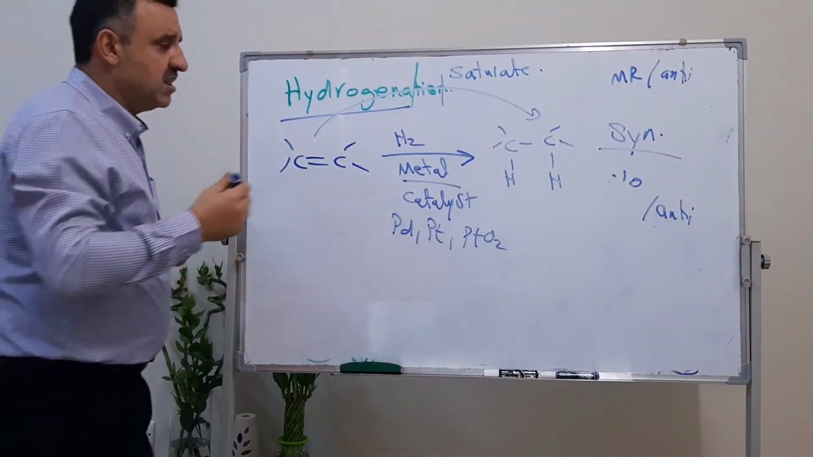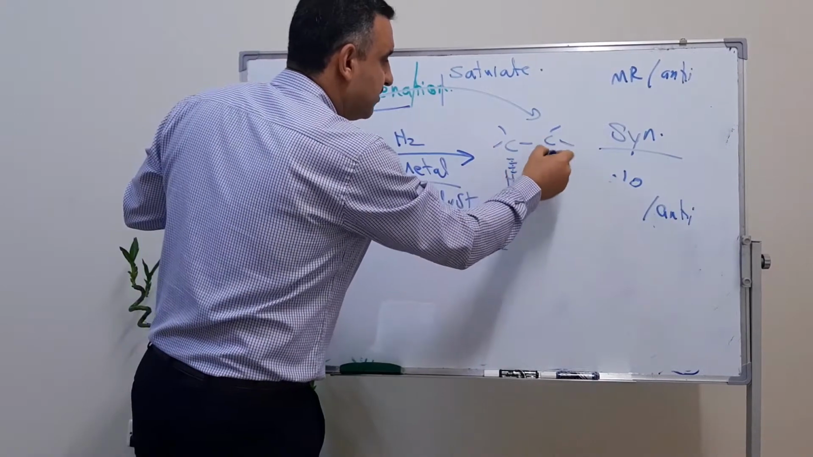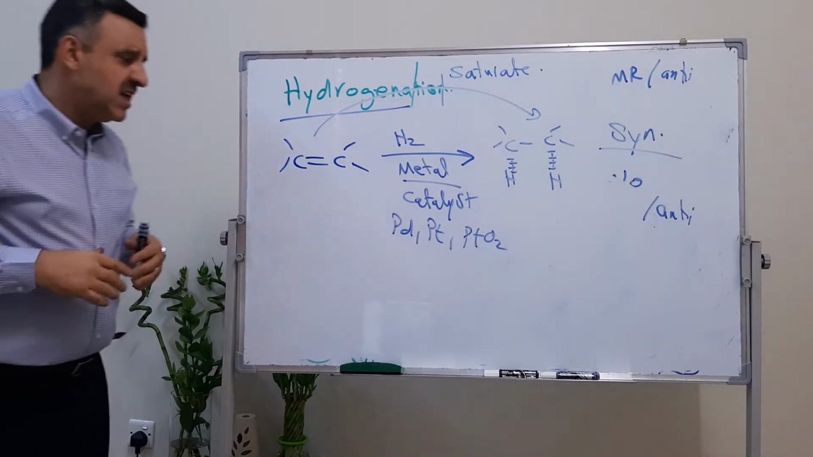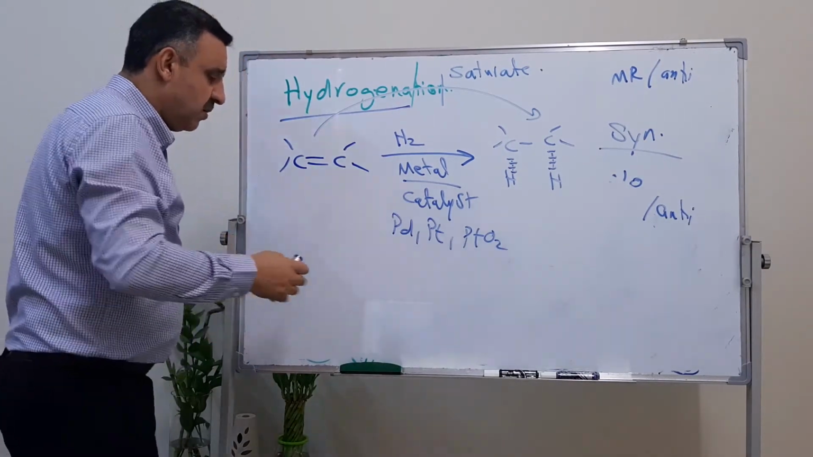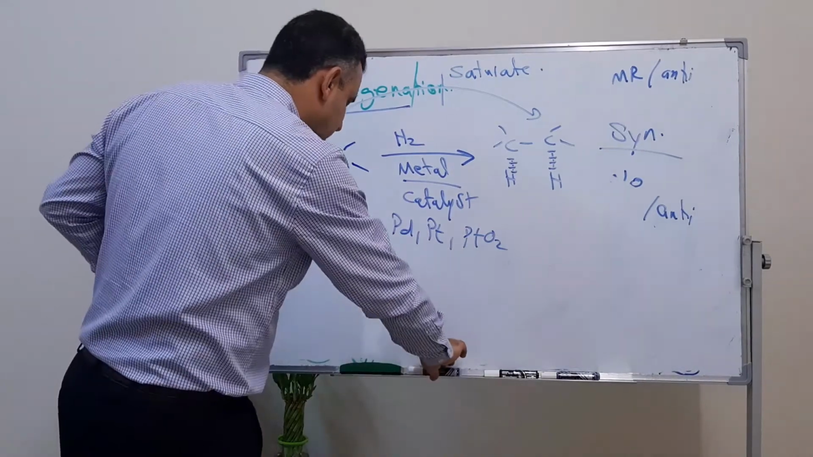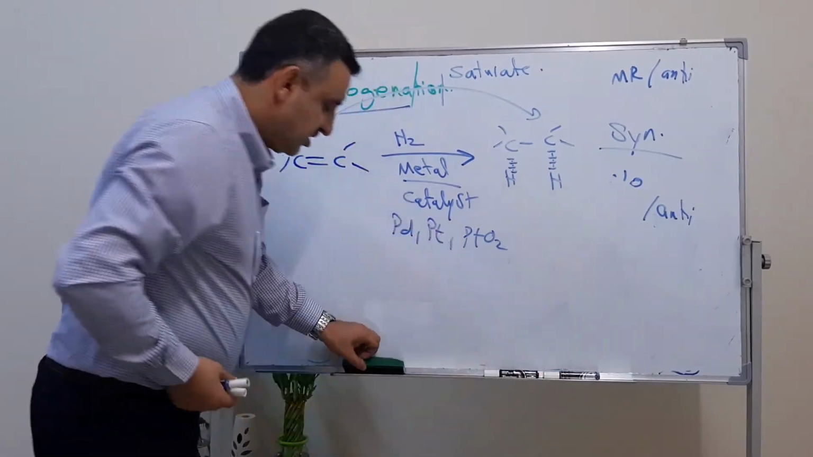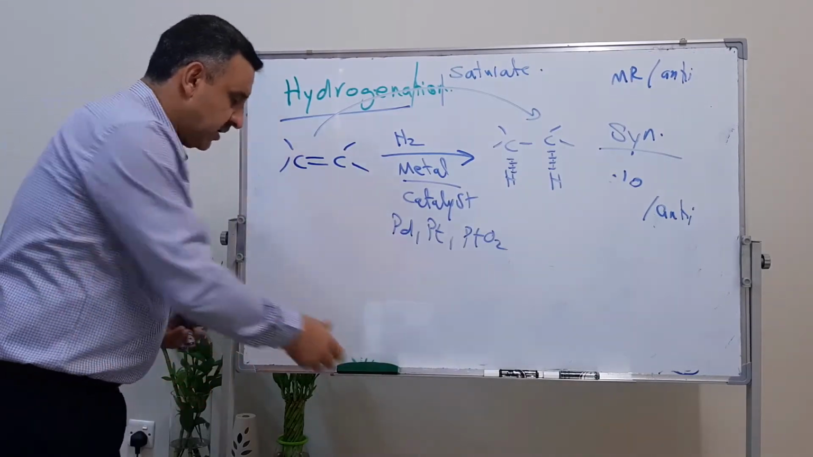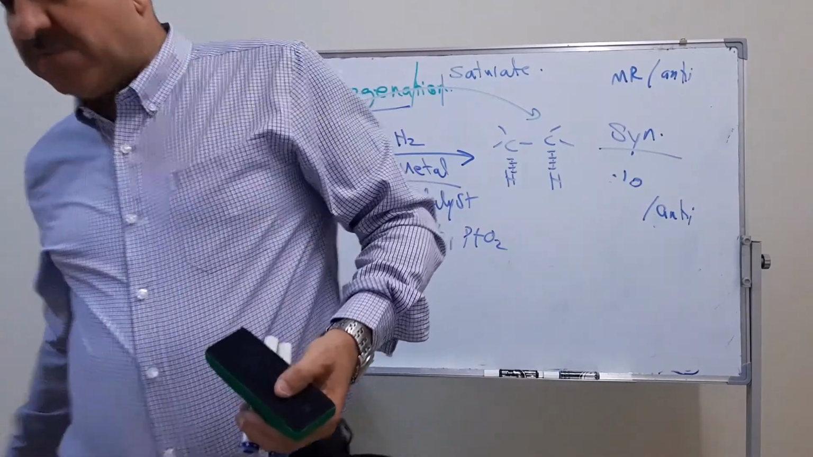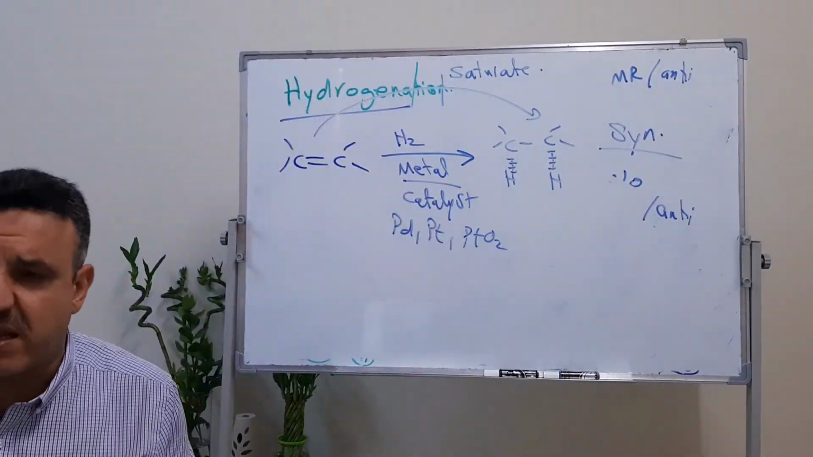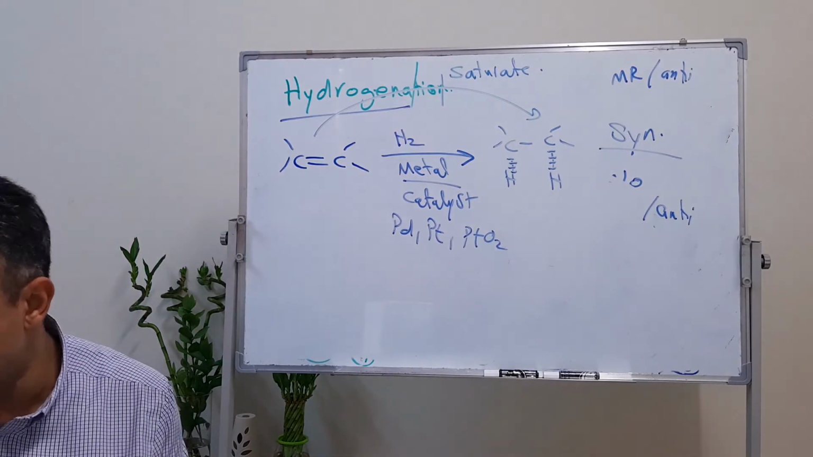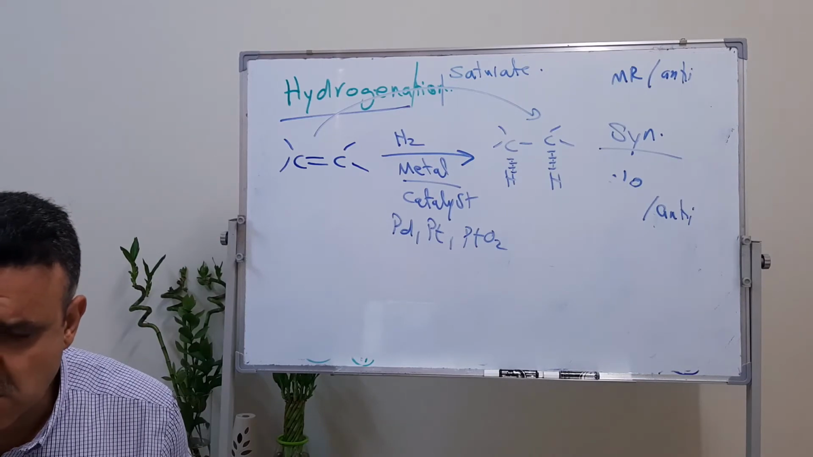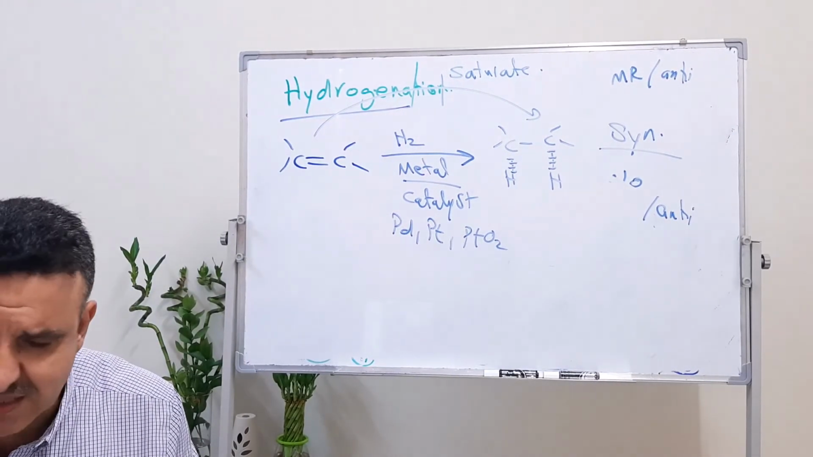In other words, the two hydrogens here are adding themselves from the same face. There isn't a real mechanism to show you. What I'm going to show you is like this. It's described in the slide in your PowerPoint presentation. I'm just going to show you, to make you understand it in an easier way.